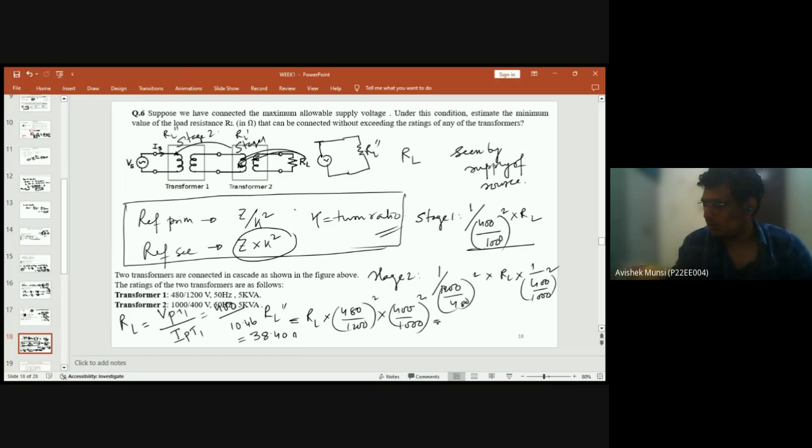So if we solve it, this is also around 38.40. Fine. So we are just referring the resistance on the primary side. Is it clear?